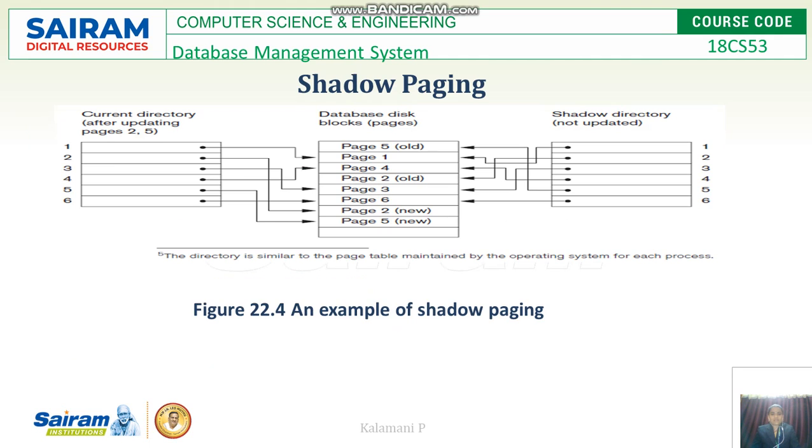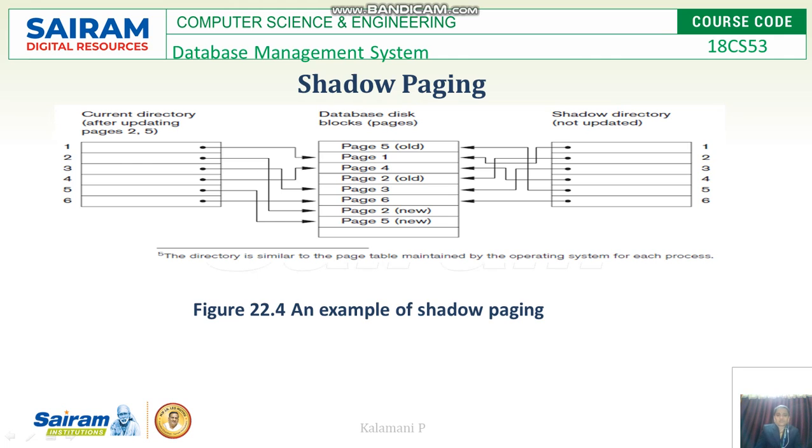Here we have the current directory. There are 6 pages on the main disk: page 1, 2, 3, 4, 5 and 6. So 6 pages are in the database disk blocks. Once the transaction starts, these 6 pages are transferred to the buffer, and at the same time the current directory data is copied to the shadow directory. That means all 6 pages are pointed to by the shadow directory, referring to the pages in the disk. The current directory is pointing to the same thing.